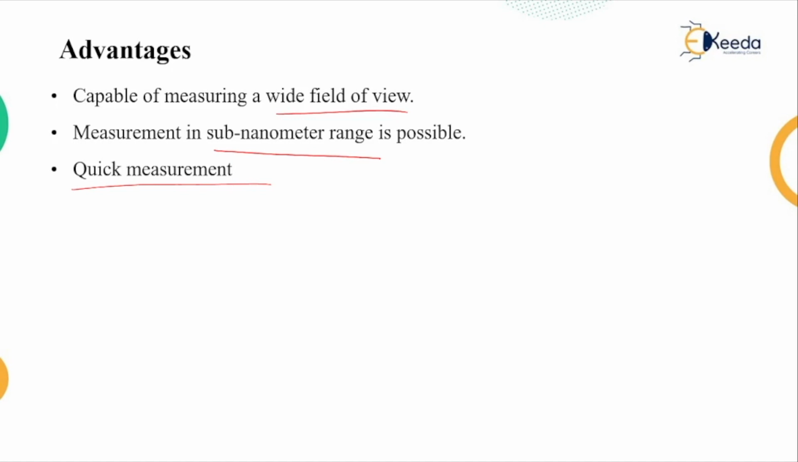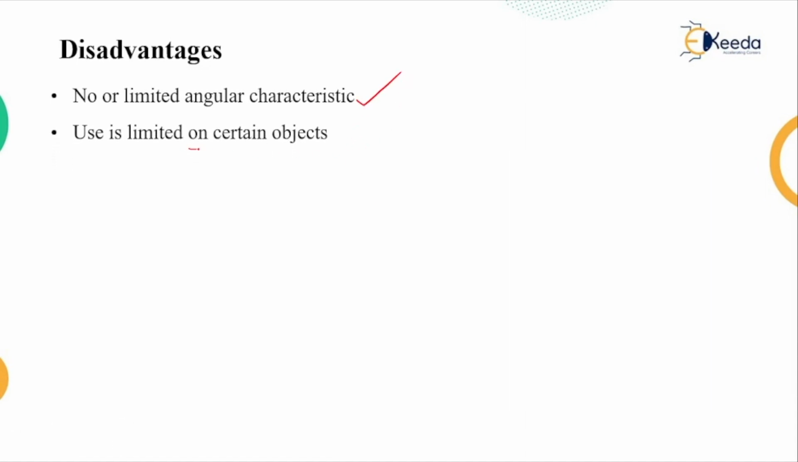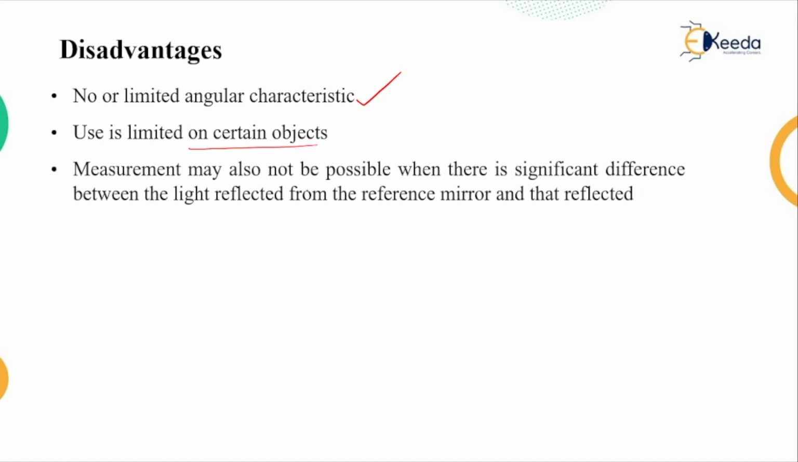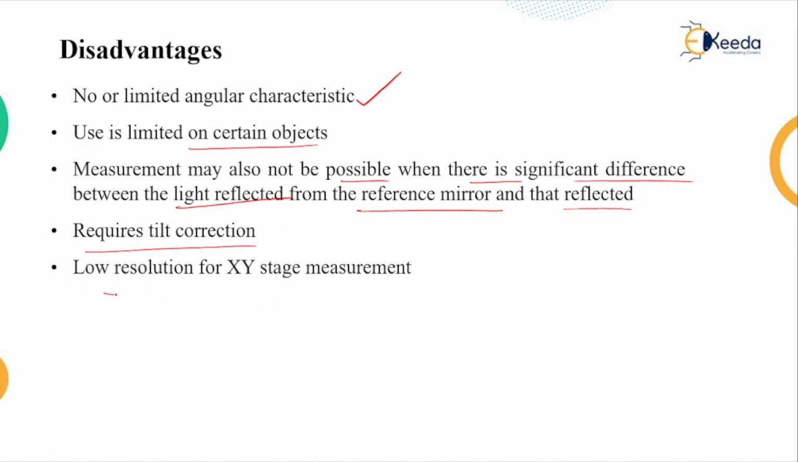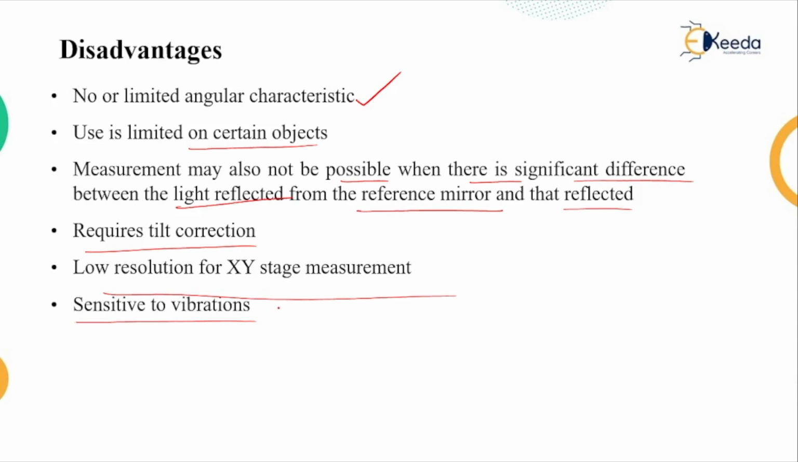Nowadays, all the instruments are used for ultra precision measurement. What are the disadvantages? No or limited angular characteristics. Use is limited to certain objects only. Measurement may also not be possible when there is a significant difference between the light reflected from the reference mirror and that reflected from the object. It requires some tilt correction. Low resolution for XY stage measurement. It is sensitive to vibration. So these are some disadvantages of the white light interferometer.